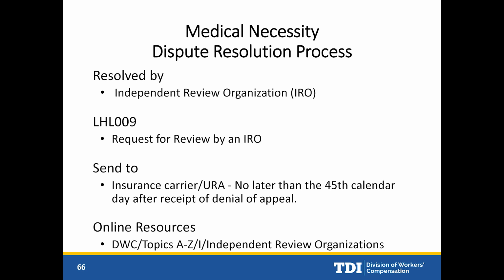Now, another thing I want to point out is that this says no later than the 45th calendar day after you receive the denial of the appeal. That means that it is a calendar day, Monday through Sunday. Weekends are counted. If it said working days, that would mean Monday through Friday. Now, there is an exception for holidays. When it comes to working days, there are some exceptions, and that's for holidays. But calendar day is different than a working day.